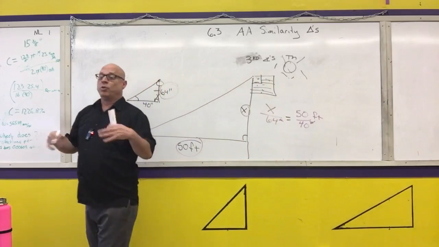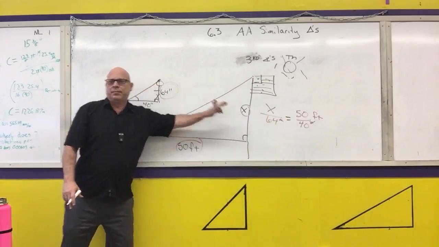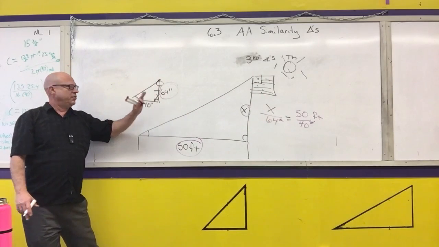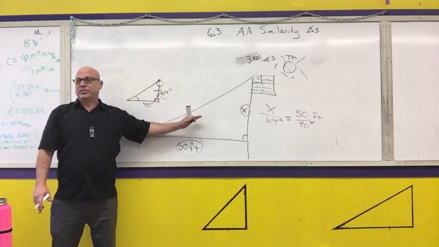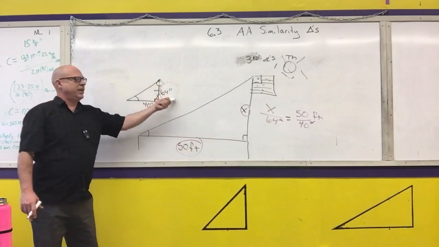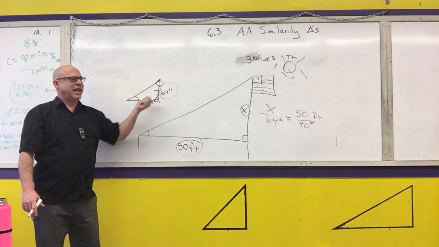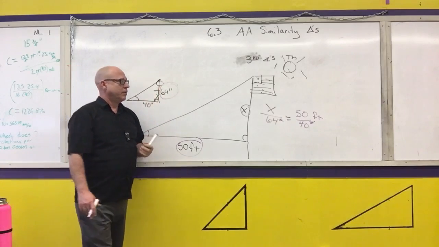I want you to realize I can have mixed units as long as the units are the same for each triangle. Like these are inches and these are feet. That's okay. I couldn't do feet here, write 5 feet 4 inches, and then 40 inches. I have to convert them to a common unit.